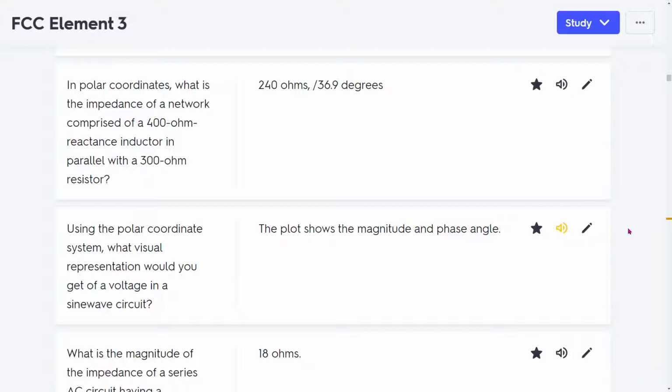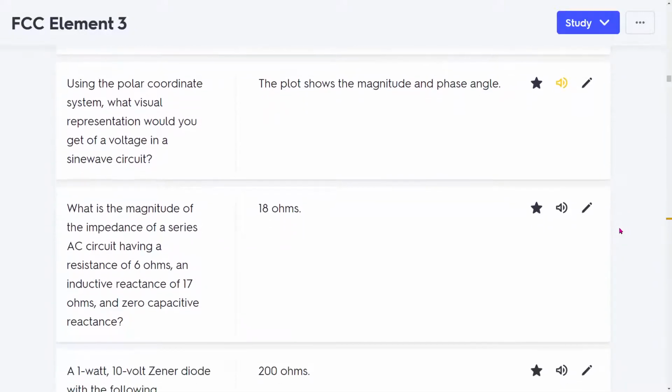Using the polar coordinate system, what visual representation would you get of a voltage in a sine wave circuit? The plot shows the magnitude and phase angle.